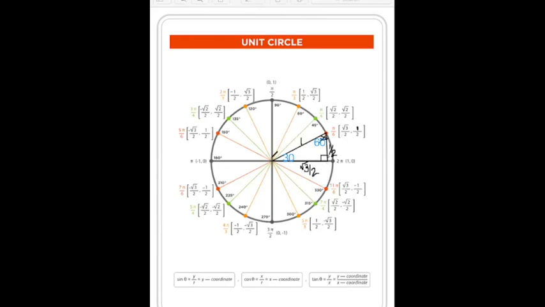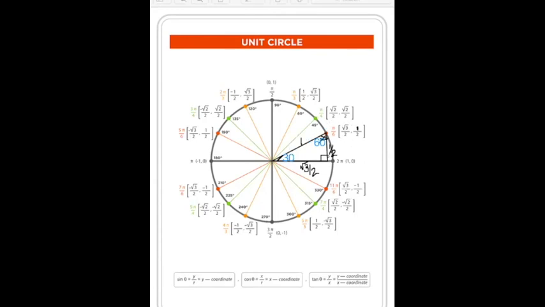So the lengths of these sides are root 3 over 2 and 1/2. The hypotenuse is always 1 because 1 is the radius. So if we wanted to write the ordered pair, it would be root 3 over 2. That's how far we have to go to the right. And then 1/2. That's how far we have to go up. So that's my ordered pair.